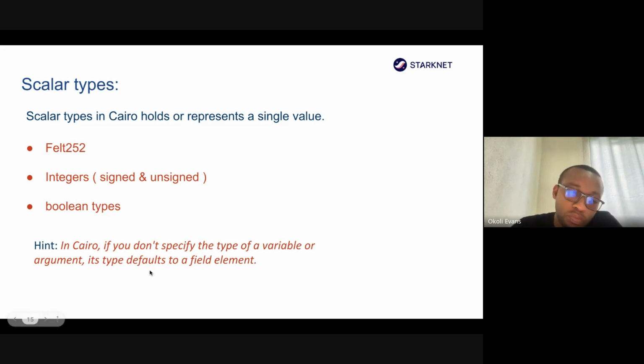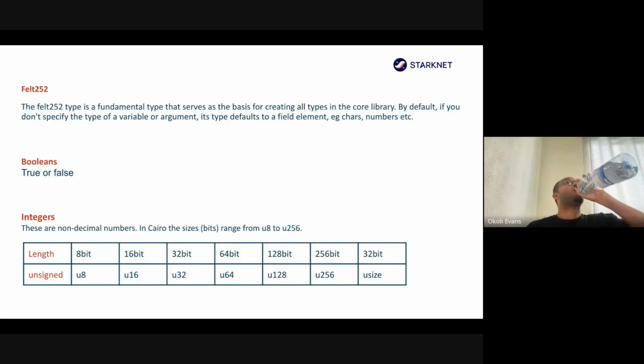So if you don't specify the type of a variable or argument, the compiler will give it a default type of felt. Felt is field element. When you say felt252, it's a short form for field element. You get? Just know that it's felt, but the full name is field element. So felt252 is a fundamental type.